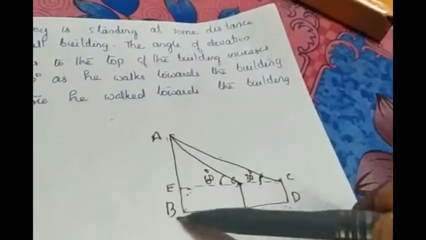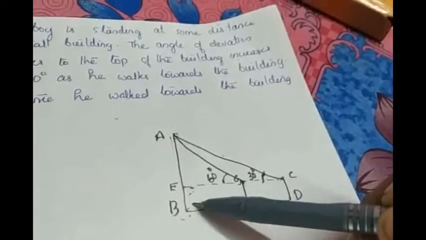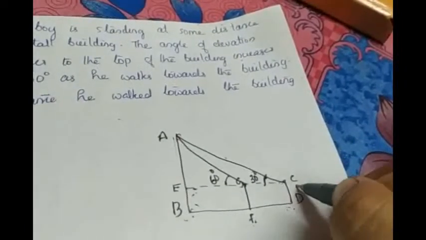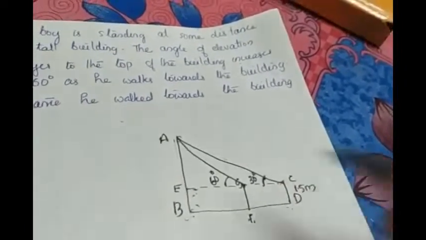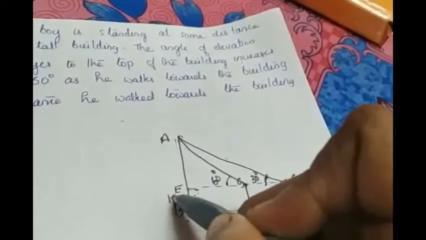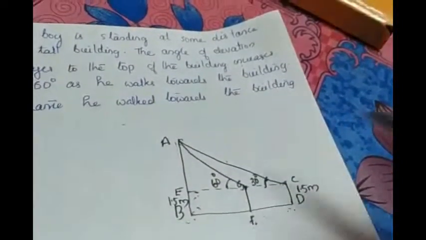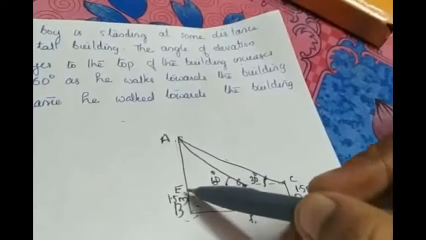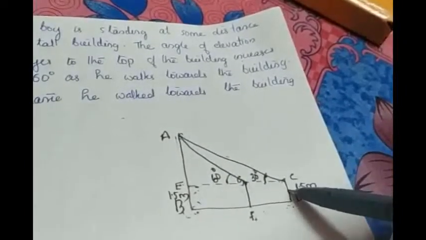And the height of the building is given as 30 meter. CD is the boy who is 1.5 meter high. So what will be EB? EB will also be 1.5 meter, isn't it? AB is given as 30 meter. EB is 1.5 meter, same as the height of the boy.